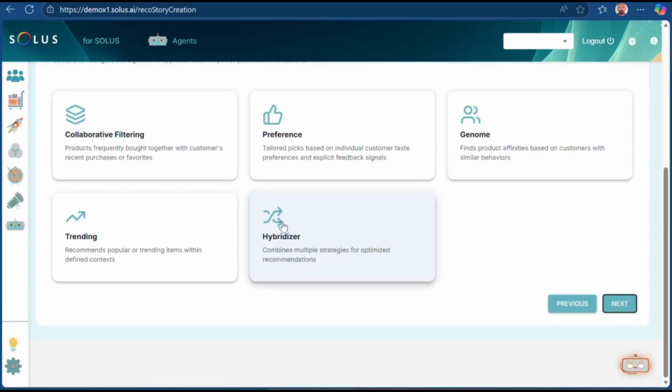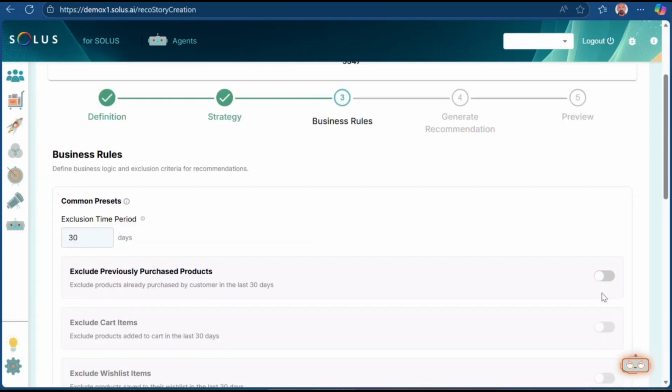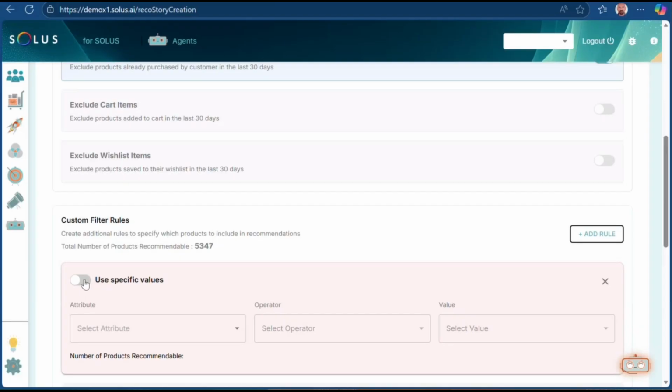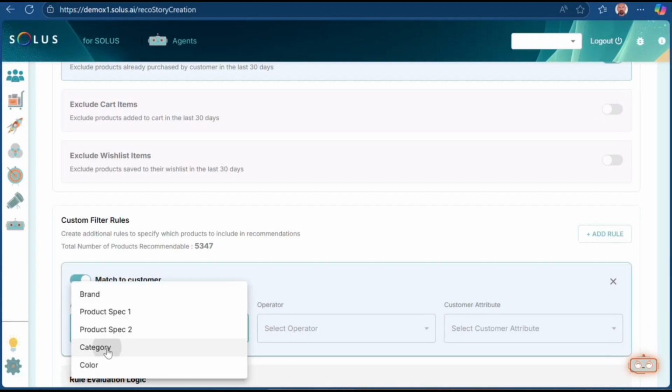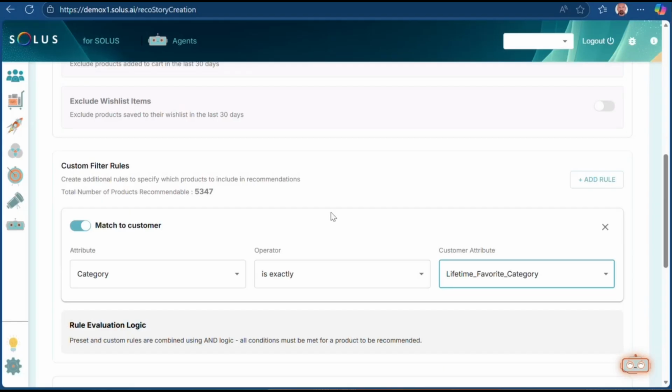I might start off saying, hey, Hybridizer is fine. Good to go. But now I could also say, hey, don't recommend something that this customer has already purchased. And also do the following: you basically pick the category, and you make sure that this is the customer's favorite category. So now for somebody whose favorite category is, say, smartphones, they're getting more smartphone recommendations. For somebody whose favorite category is refrigerators, they're getting more refrigerator recommendations.